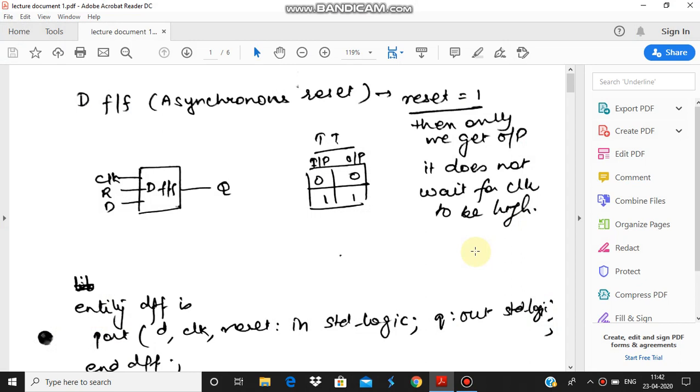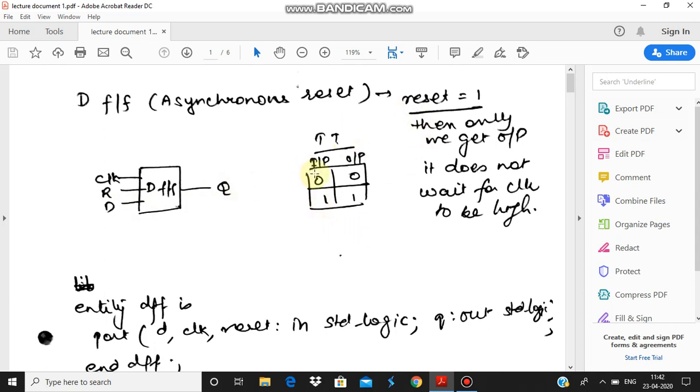Now this is a D flip-flop coding for an asynchronous reset. What is an asynchronous reset? An asynchronous reset is a reset that is not synchronized with the clock signal. That means it will not wait for the clock to be high or low, and whenever it is 1, you'll get the output. So this shows a D flip-flop which has a clock, a reset and a D input, and you have your Q output.